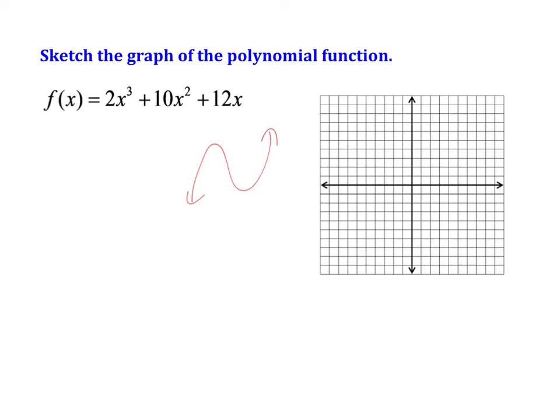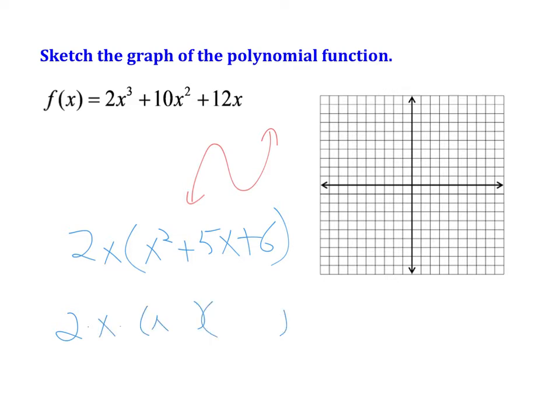Now, we need to factor this. So I'm going to pull out a GCF first, 2x, and then I'd be left with x squared plus 5x plus 6. Almost entirely in factored form. So I've got 2x, and then, let's see, numbers that multiply to be 6 but add up to 5, 2 and 3.